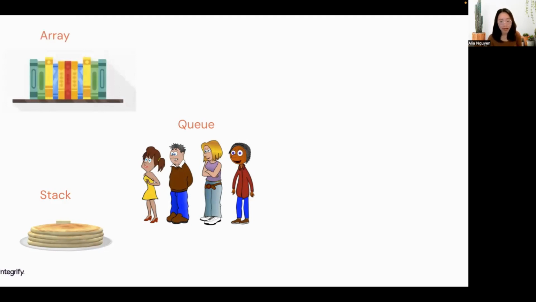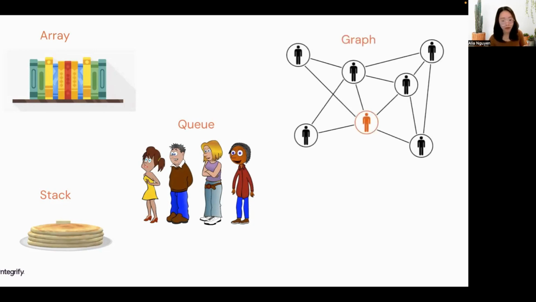Visualize a bookshelf. Each book has a specific position, and you can quickly grab any book if you know its spot. This resembles an array, where each piece of data has its unique position. Now you have the Facebook friends. Imagine a massive web where you're in the center and lines connected you to all of your friends, and then to their friends. This complex web of connection, well, that's a graph in the world of data structures.